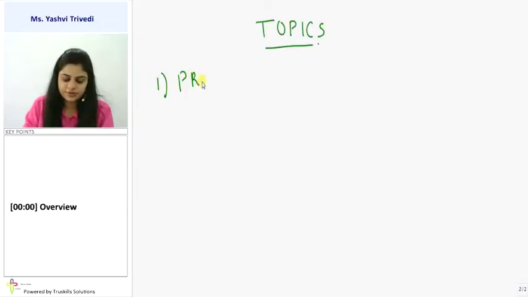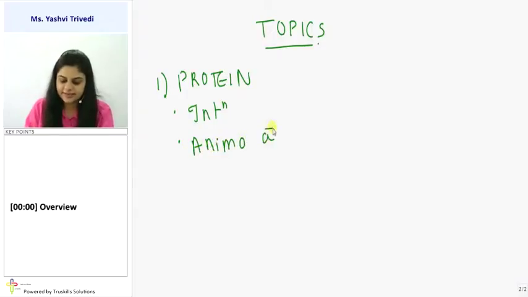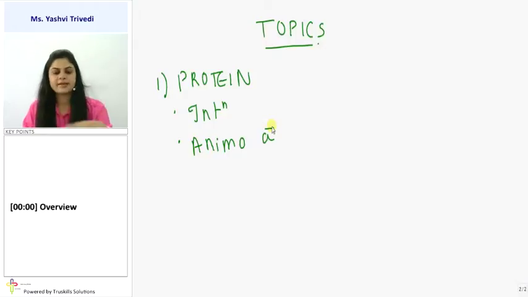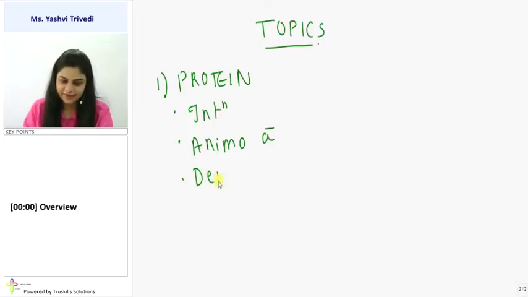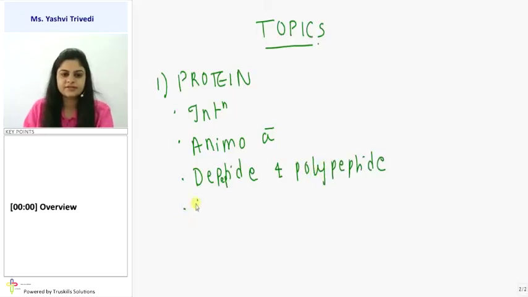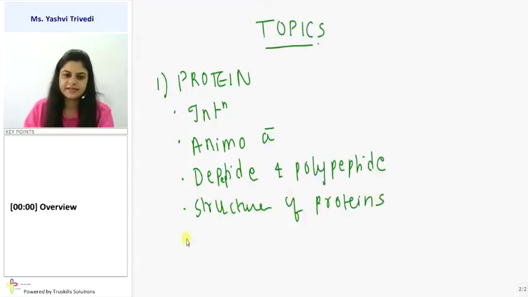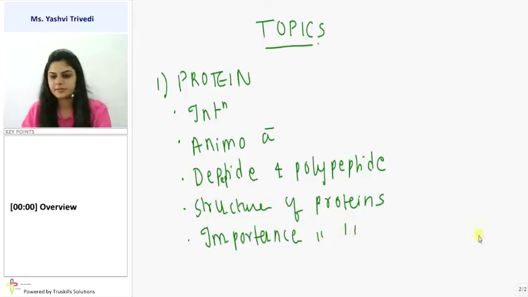First is protein, which we are going to study in detail. In this we will be studying the introduction of protein. Then we will be studying in detail about the amino acid, which is the building block of protein, what types of amino acids are there, who classified them and all. Then we will study the structure of dipeptide and polypeptide. Then in general we'll study the structure of proteins, and finally we will study the importance of proteins. So these are the topics of protein.